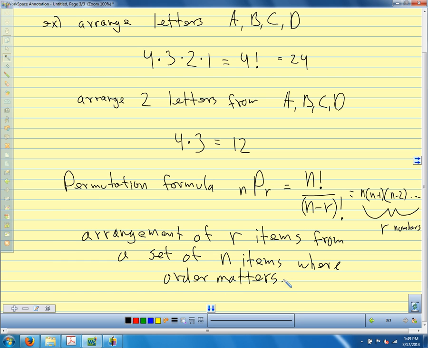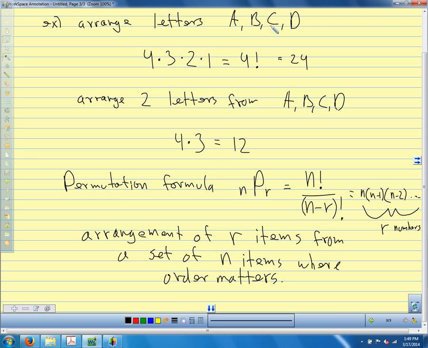And when we say order matters, we mean that a different arrangement of those things turns it into a different thing. So a different arrangement of A, B, C, D is a different arrangement. So a couple of the key words that you'll see when you're talking about permutations is you'll talk about how many ways can someone come in first, second, and third. So a different order of first, second, and third makes it a different finish for the race.